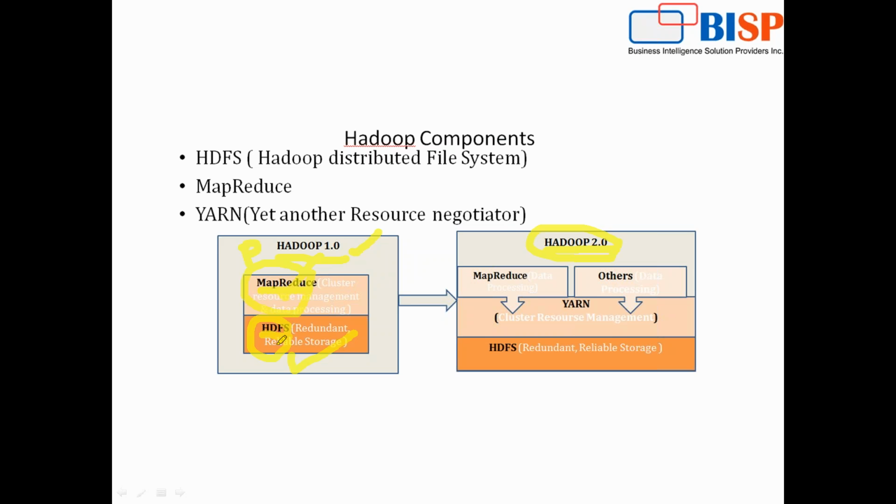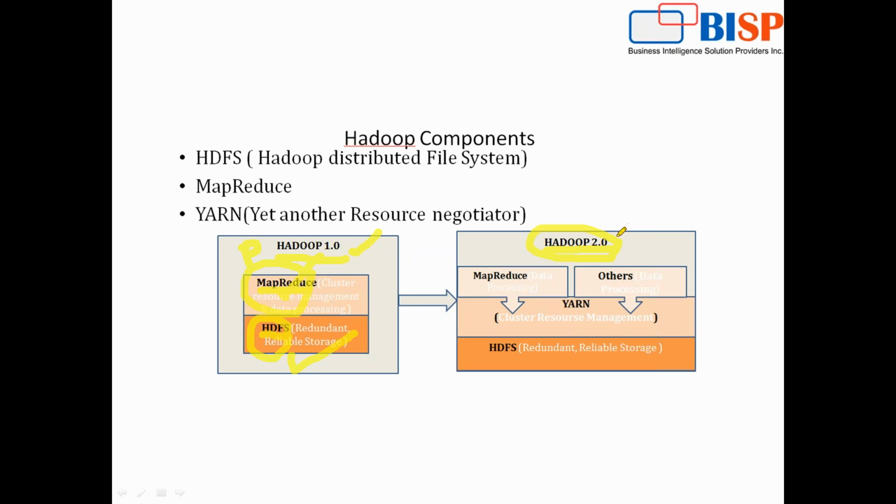HDFS stores the data in the form of a file system. It is nothing but a file system. You can just imagine it as your file system. And MapReduce is the processing system, which is written in core Java. So in the 1.0 version, you have to know core Java to write the MapReduce programs. Okay, so those are the features of Hadoop 1.0.